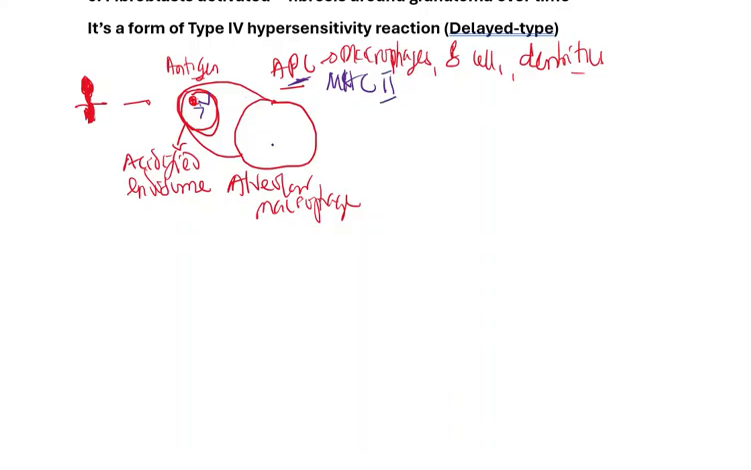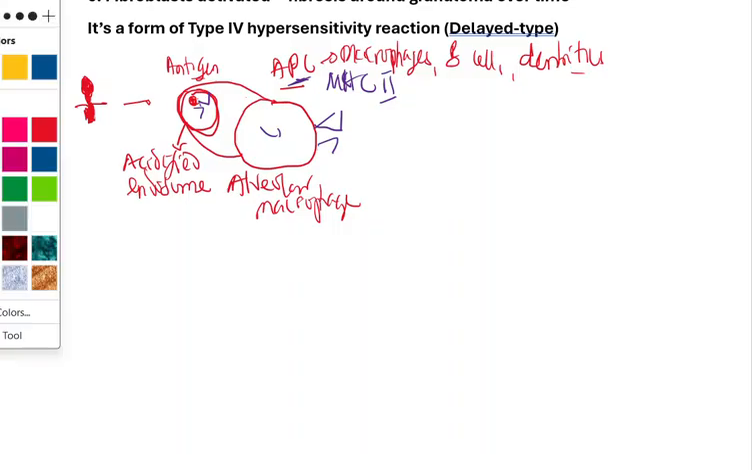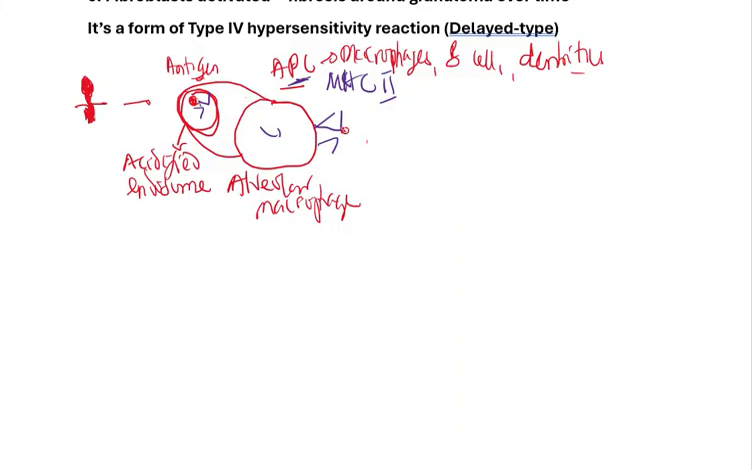So this MHC class 2 now is going to move to the surface of the cell with the antigen, right? And as we know, MHC class 2 normally presents its antigen to what? It presents its antigen to T-helper cells, right? And these T-helper cells have CD4 as their marker, right?